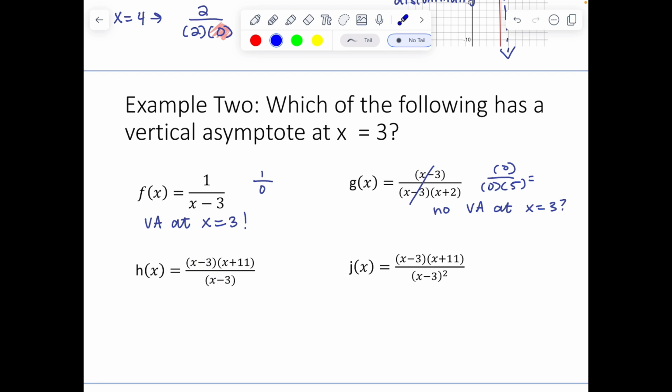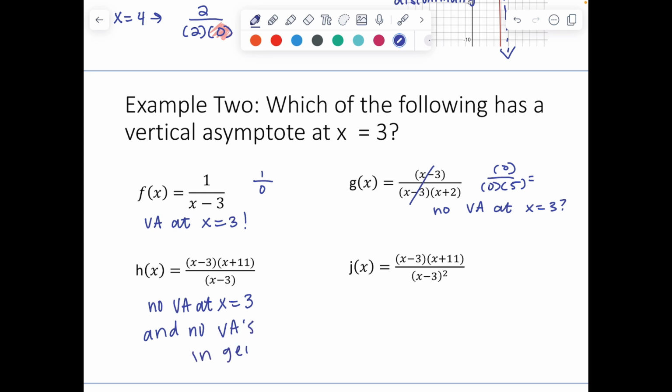This next one is the same situation as the last one. There actually are no vertical asymptotes at all in this, because if you plugged in 3, these would cancel out, and then you'd be left with x plus 11. So essentially there's nothing besides 3 that's causing a 0 on the denominator. So there's no vertical asymptote at x equals 3, and there's actually none at all. Like there's none in general. And no VAs in general.